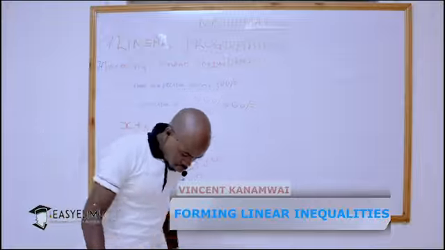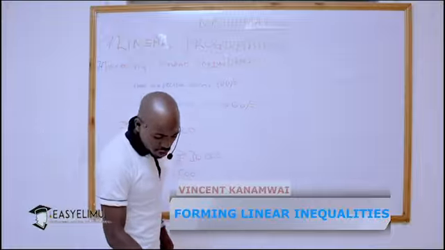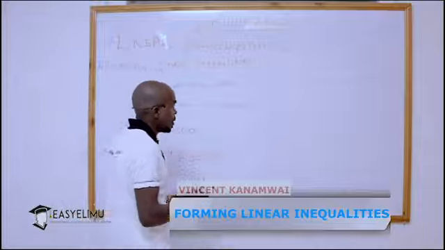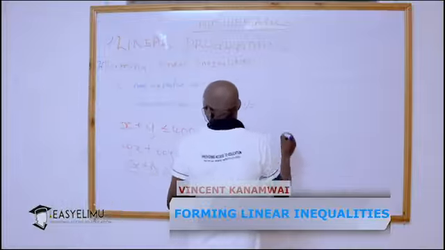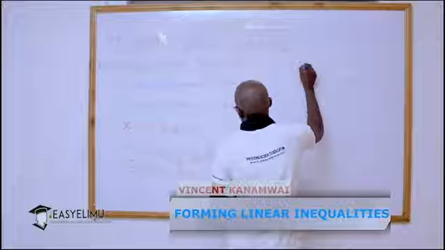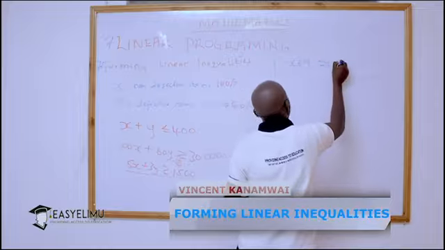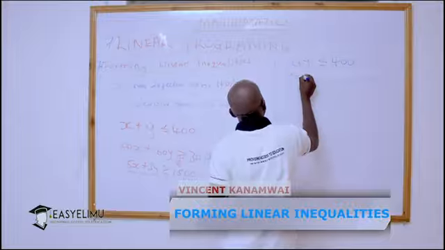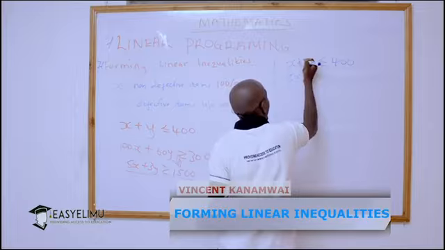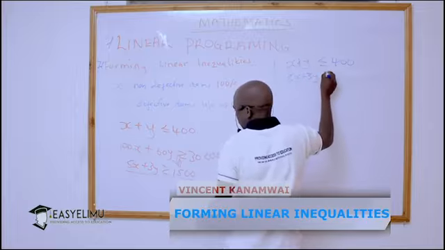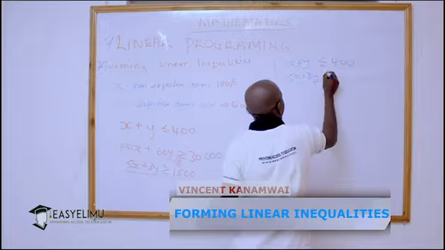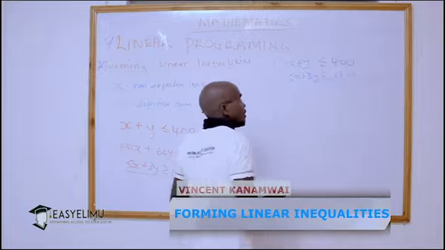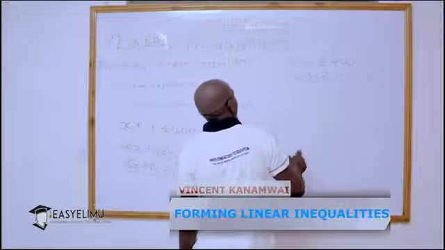And then we have been told to form all inequalities to represent the situation. So we have found out that X plus Y should be less than or equal to 400, and also on simplification 5x plus 3y is greater than or equal to 1500.